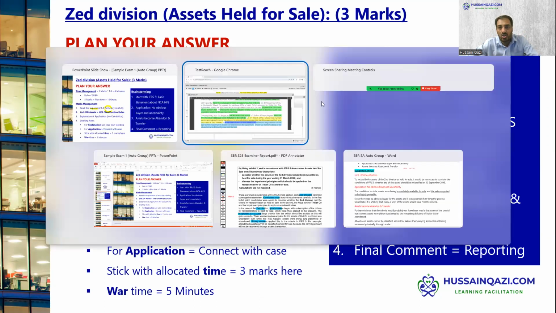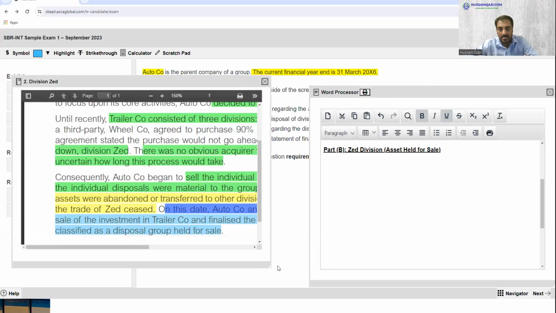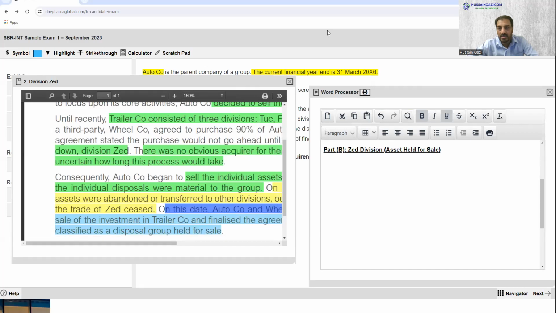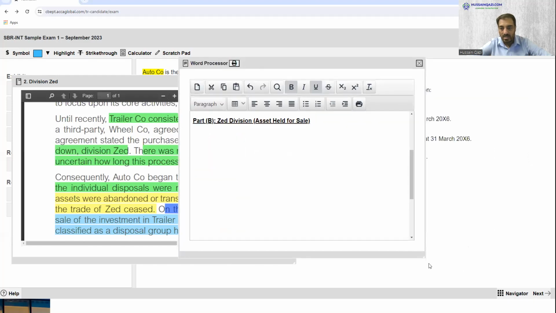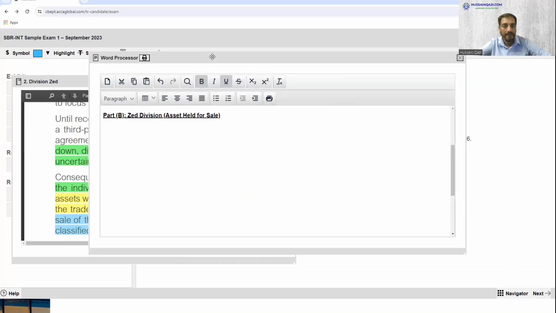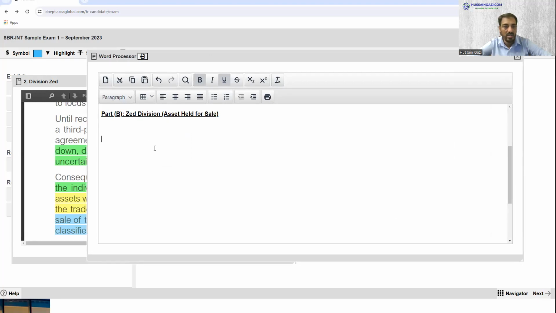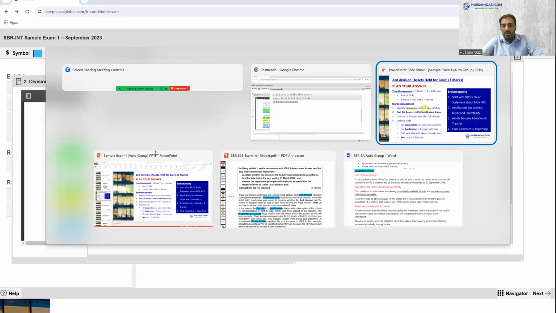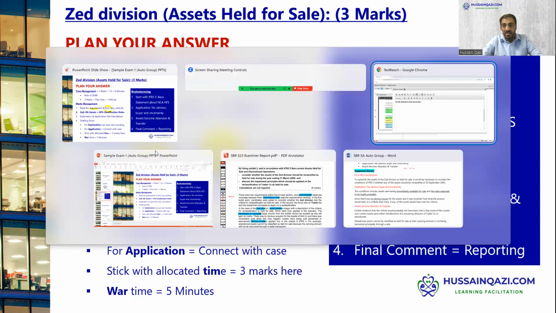Now the point, how to write the answer. First you need to make a heading. Make a heading: Part B, Z division held for sale. Just a moment. Yes, I hope the screen is much clearer now. So first off, be very committed to whatever brainstorming you have done, and stick to the time management.